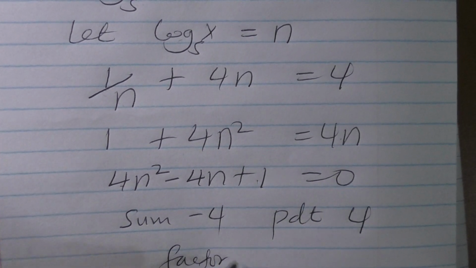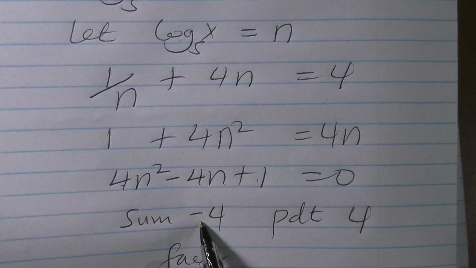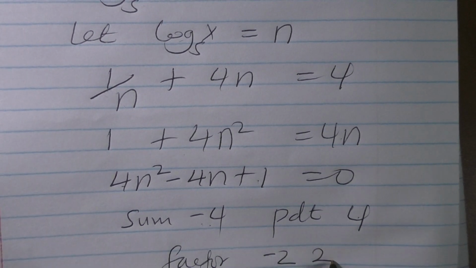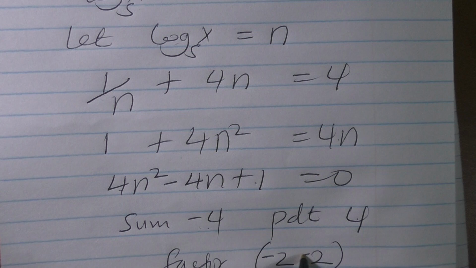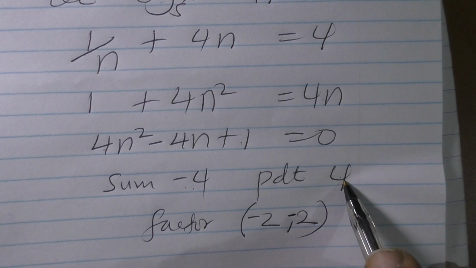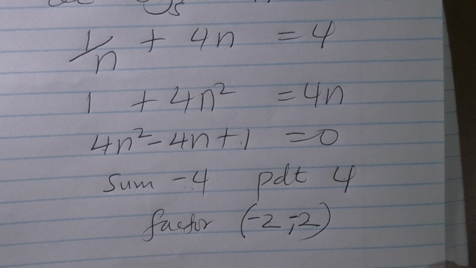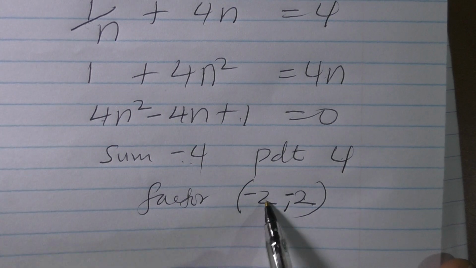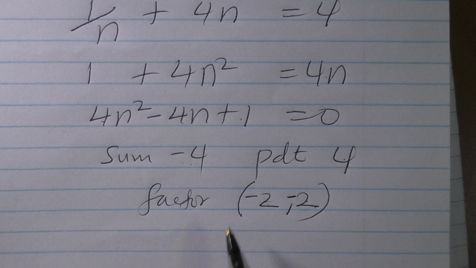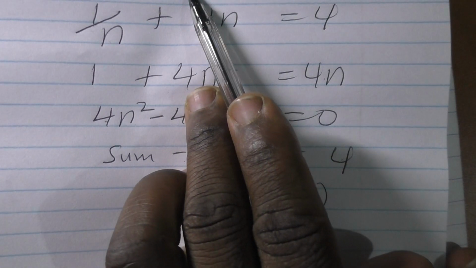The factors. This time the sum is negative, so the bigger has to be negative. The factors that you multiply to get 4 and add to get negative 4 are negative 2 and negative 2. When you multiply negative 2 and negative 2, it gives us positive 4. When you add, you get negative 4. Otherwise, our n will have a single value, which I want you to solve. But as you solve for n, don't forget to substitute in this to get x.